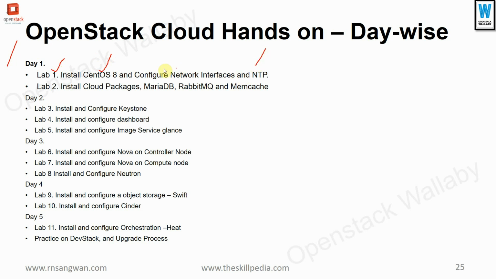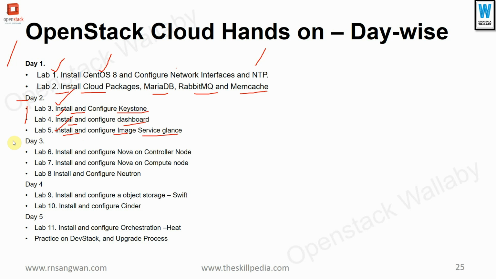Lab 1 is the installation of Ubuntu 20 or CentOS 8, and configuring network interfaces and NTP. Lab 2, you will be installing cloud packages, MariaDB, RabbitMQ and Memcache. Day 2 will have 3 lab assignments: install and configure Keystone, install and configure the dashboard, install and configure the image service. This is going to be lab 3, lab 4, lab 5.